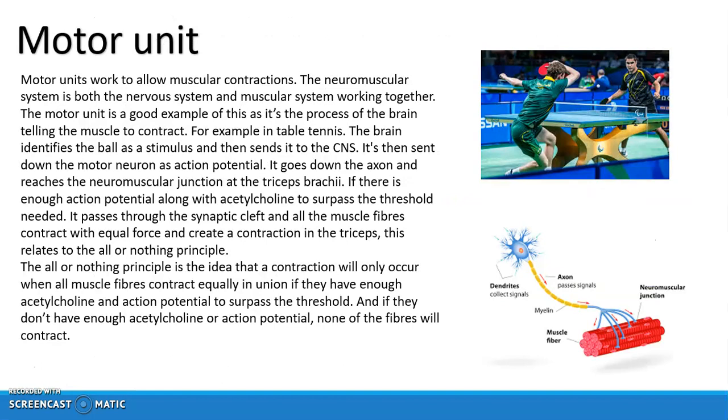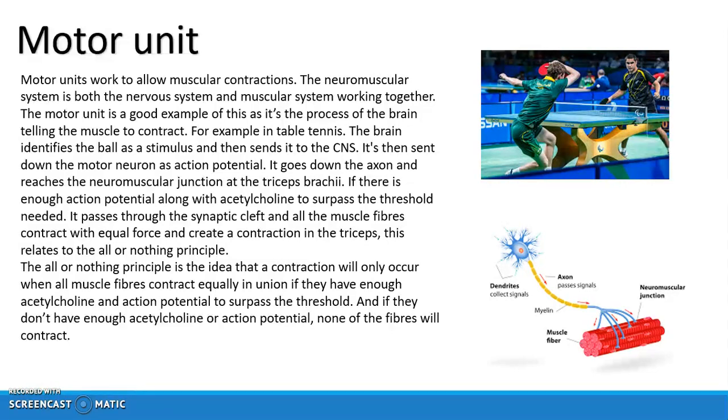Motor unit, they work to allow muscular contractions. The neuromuscular system is both the nervous system and the muscular system working together. The motor unit is a good example of this, as it's the process of the brain telling the muscles to contract.